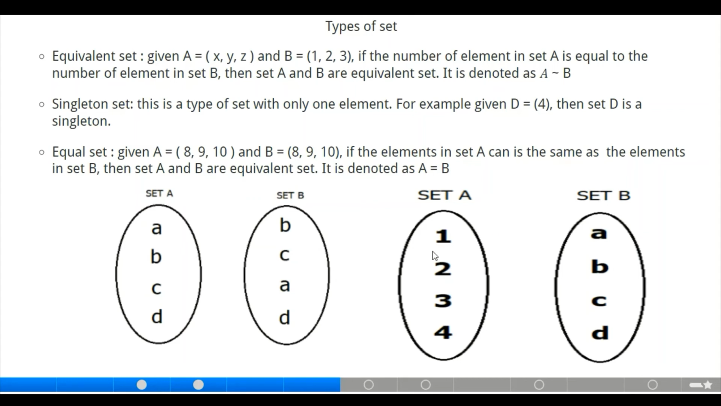Whereas if you look at this other example here, we have 1 to 4 in set A and A to D in set B. If you look at this type of sets, they have the same number of what? The same number of elements. So we refer to this type of set as an equivalent set.